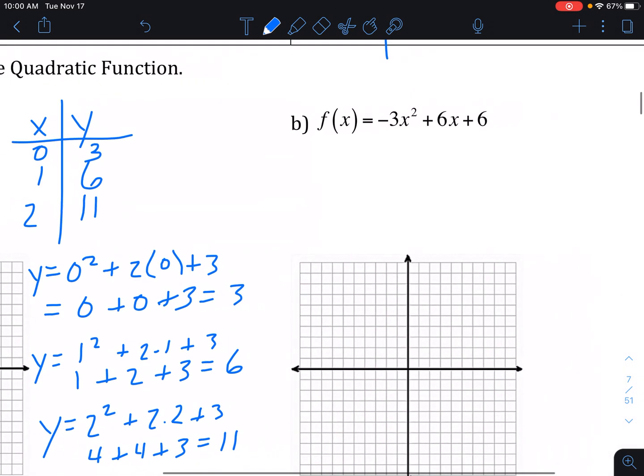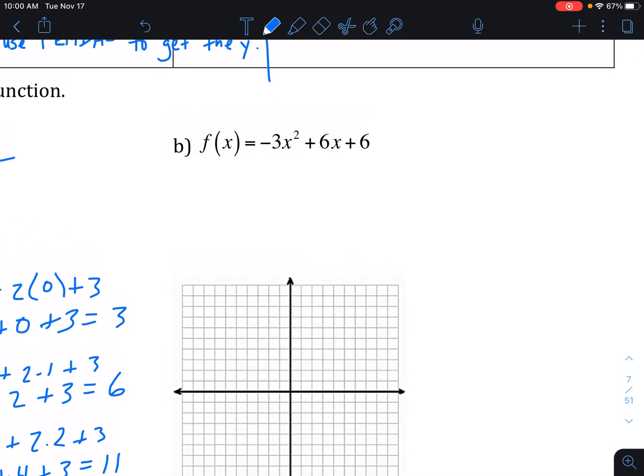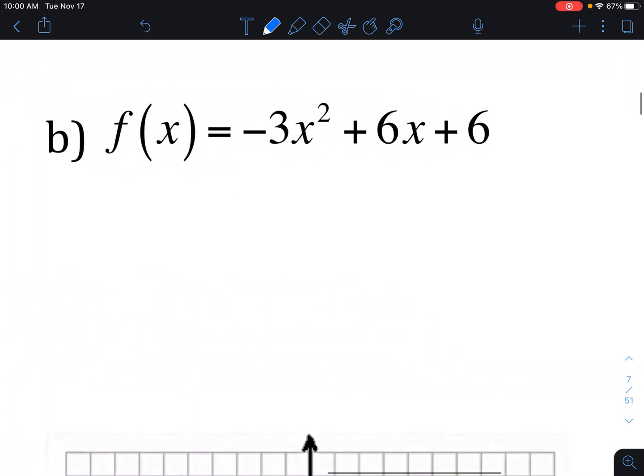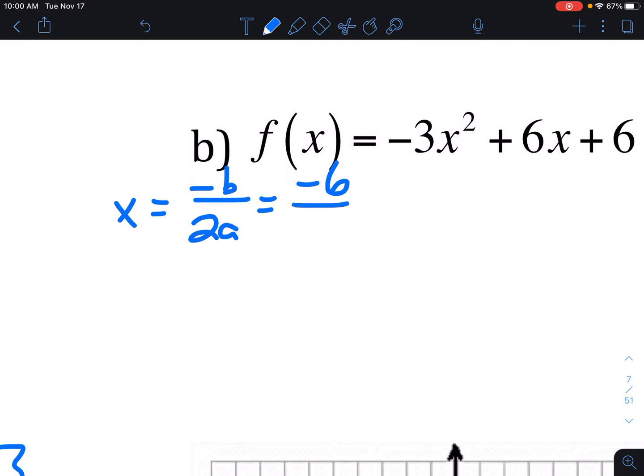Okay, next up, f of x equals. That's just function notation. It just means y equals. So let's go to getting the x coordinate of our vertex. So negative b divided by 2 times a. So it'll be 6 is b. A is negative 3. So multiply and divide.